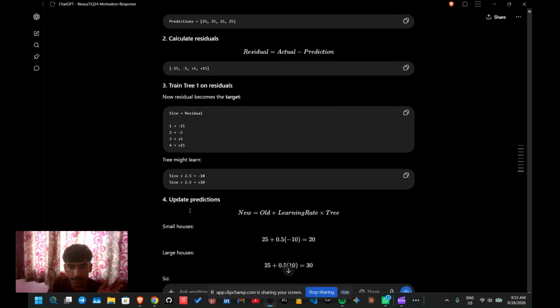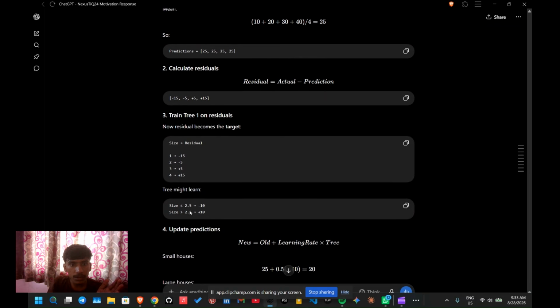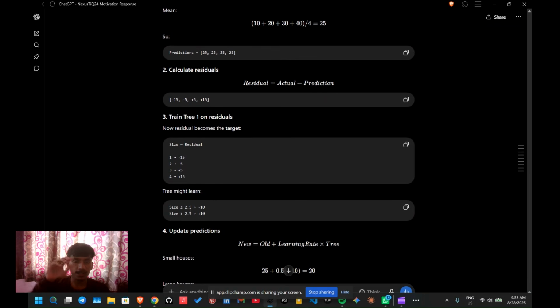Let's see if there is a diagram drawn. Okay, the diagram is not there. Just consider you are drawing the split of 2.5: here size is less than or equal to 2.5, and here size is greater than 2.5. So a decision tree is there. First it was just a simple model, and now we have a simple decision tree.